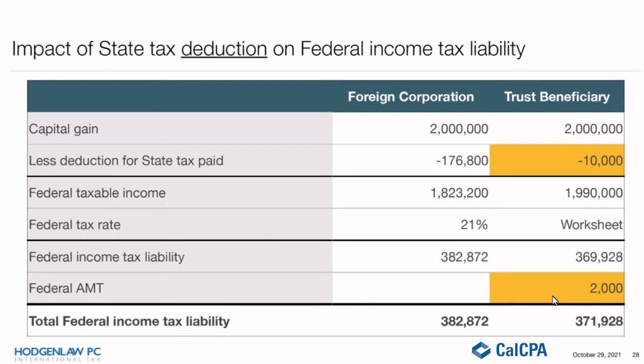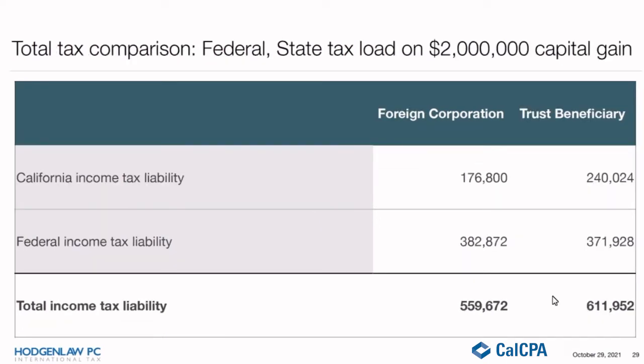So let's just add everything together, state and federal income tax liabilities, and look at what the total tax load is. Round numbers 560 for a foreign corporation and round numbers 610 for the trust structure. So $50,000 of total tax liability differential on 2 million capital gain. That's a 2.5% spread. And yeah, 50,000 is 50,000. But in the big scheme of things, especially when you have smaller real estate where you're likely to have much less capital gain, I don't think it makes a big difference. And so in terms of capital gain, at least, I treat these two things as a push, again, until Congress does otherwise.